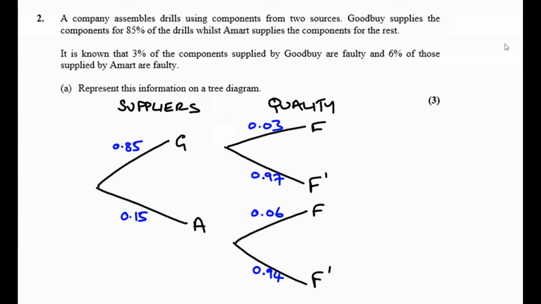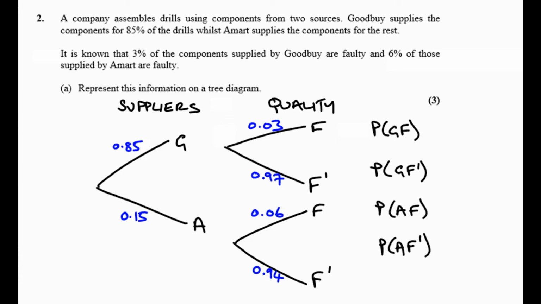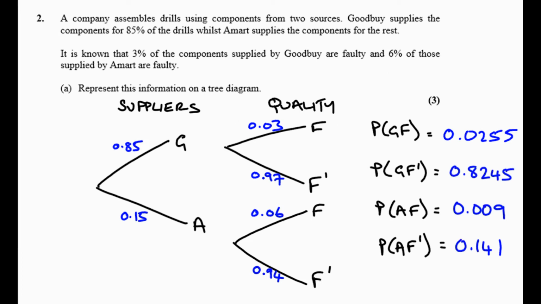Before I even move on, let me complete the tree diagram, which needs these statements at the end. So the probability of GF, probability of GF', probability of AF, probability of AF'. Okay, and just multiplying across on the calculator. Okay, and those are all of our probabilities. And a quick calculator check. Make sure that they all add up to 1.